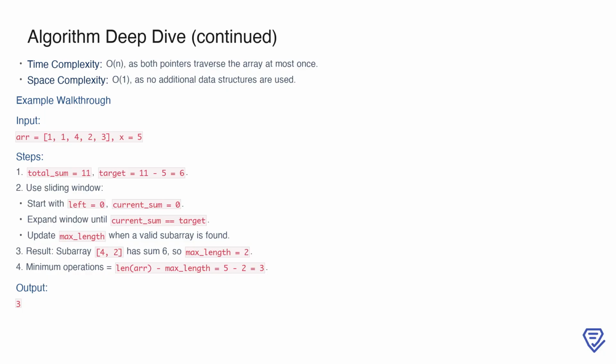This subarray has a length of 2, so max_length is updated to 2. The minimum number of operations is then the total length of the array, 5, minus max_length, 2, which equals 3. Thus, the output is 3, meaning we need to remove 3 elements to achieve the target. This example demonstrates how the algorithm efficiently identifies the solution by focusing on the longest valid subarray.